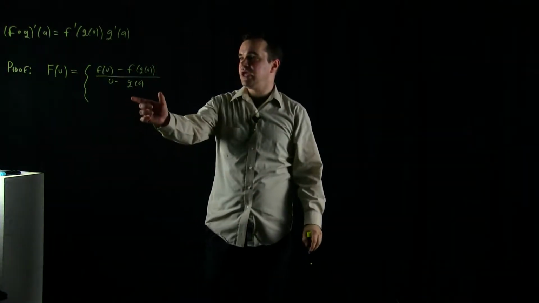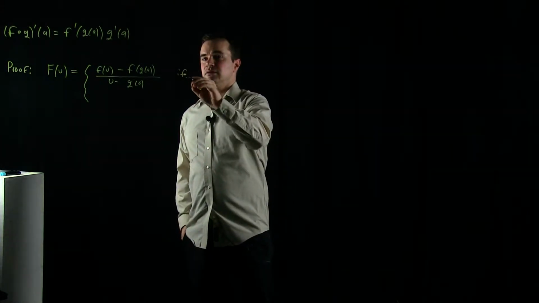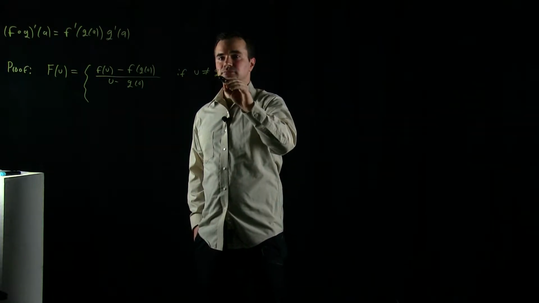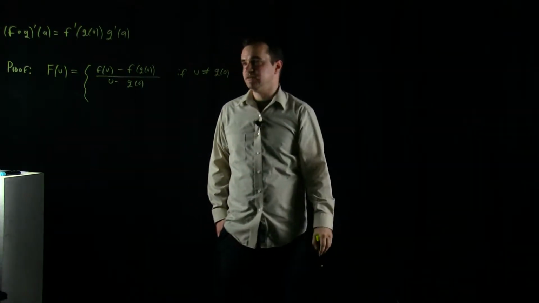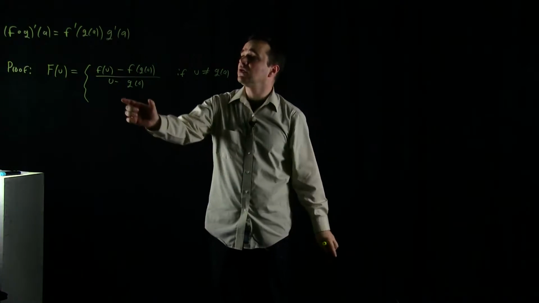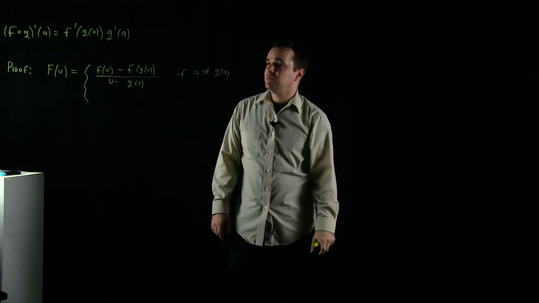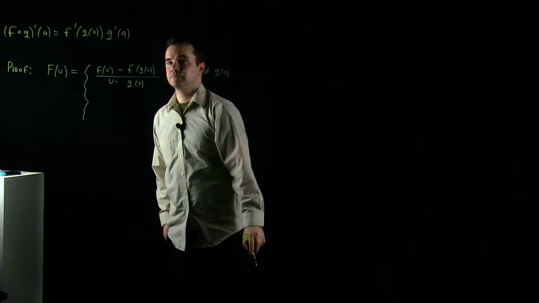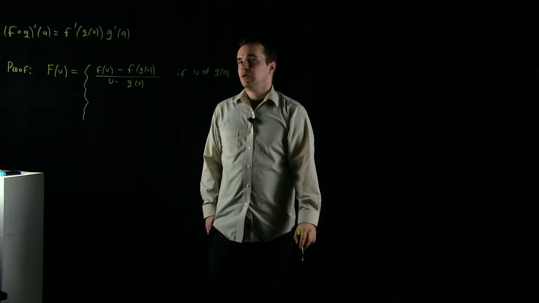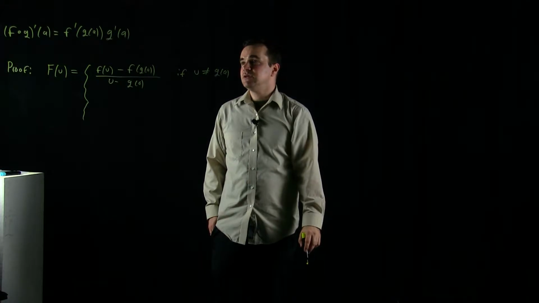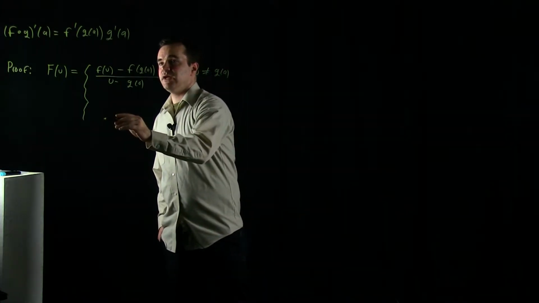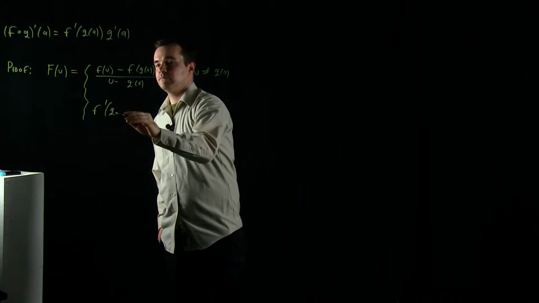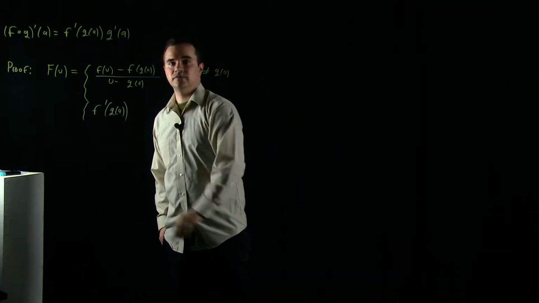And this is going to be the case whenever u, the input, is anything else except g of a, right? Because if these two things are equal, I can't divide by 0, so it wouldn't make sense to define the function like that. And if u is equal to g of a, I'm going to define this to be f prime of g of a.